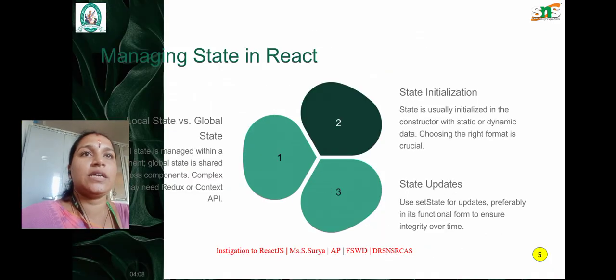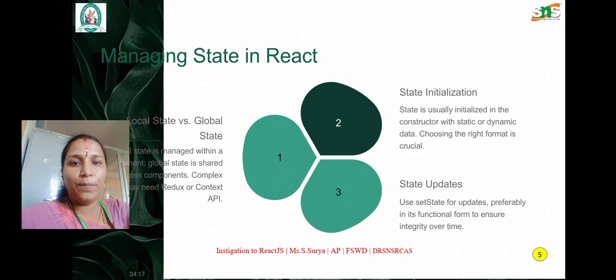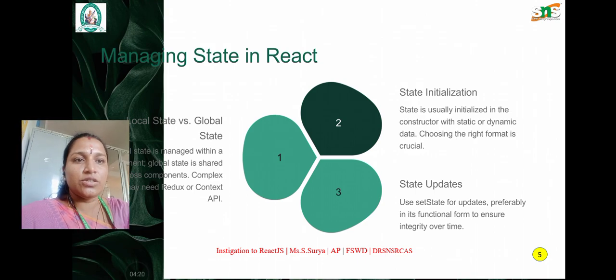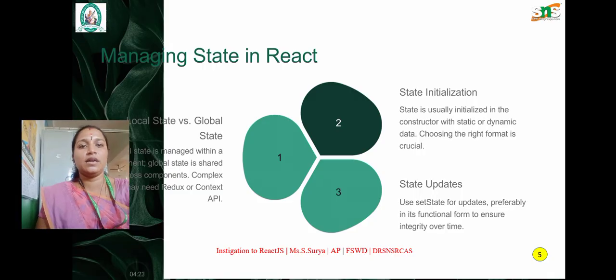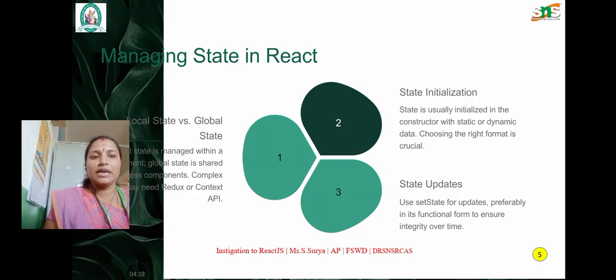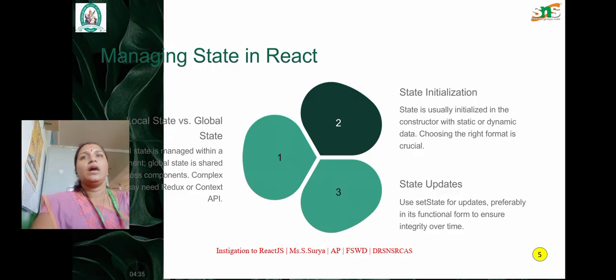Managing the state in React. How are we going to manage the global state and local state? It manages each and everything with the shared process in the component, and the complex cases are needed for content with the API. State initialization: state is usually initialized in the constructor with static or dynamic data. Choosing the right format is crucial. State update updates each and every state along with the function mode to ensure integrity over time.